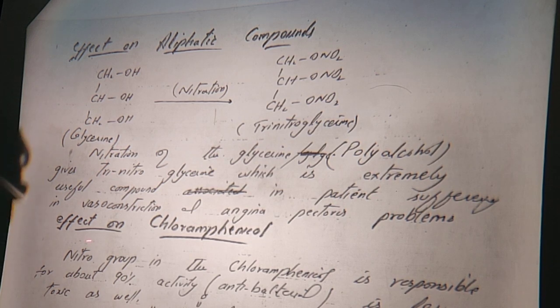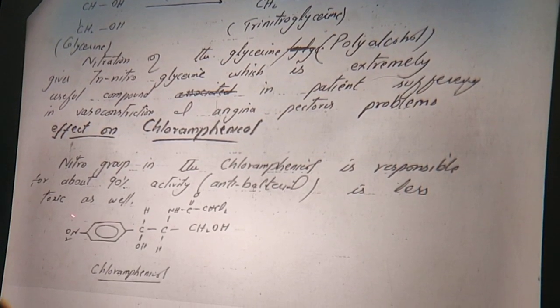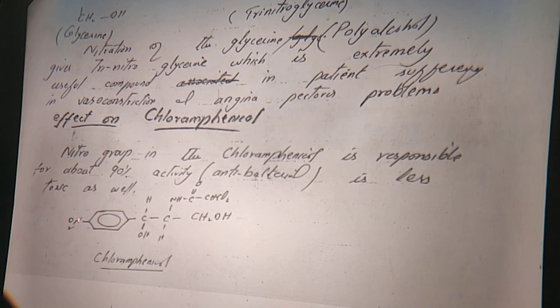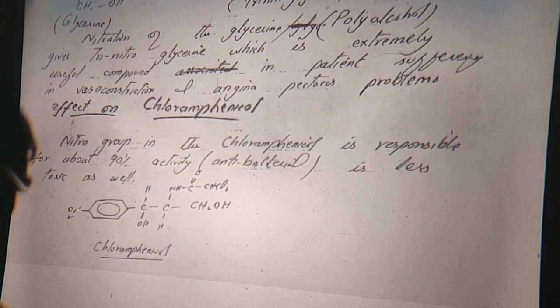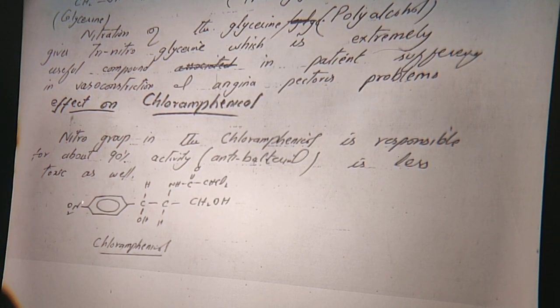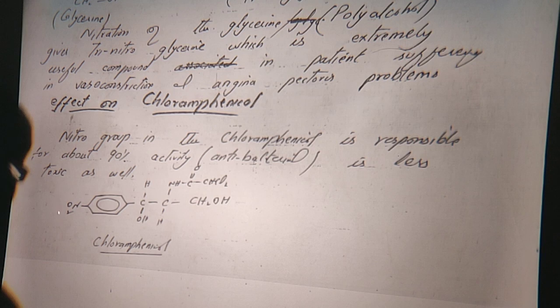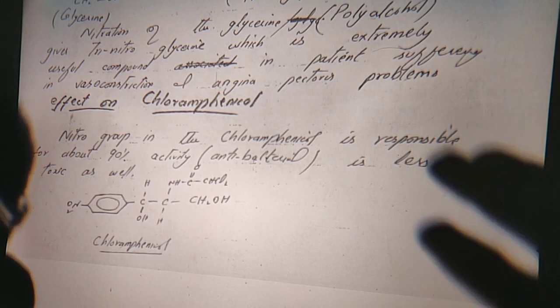Now the effect on chloramphenicol. If you look at the structure of chloramphenicol, this is the nitro group. 90% of the antibacterial activity is due to this nitro group. Otherwise, this is not an antibacterial compound. When you introduce this nitro group into it, it will be able to act as an antibacterial compound. Thank you very much. This was my previous lecture.